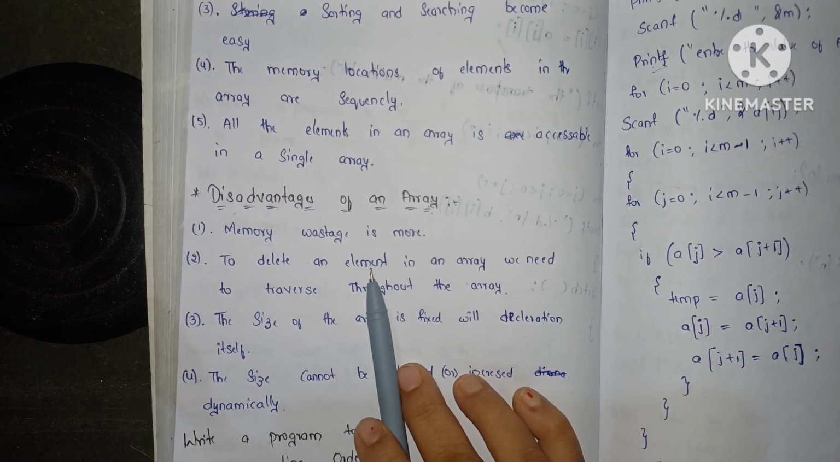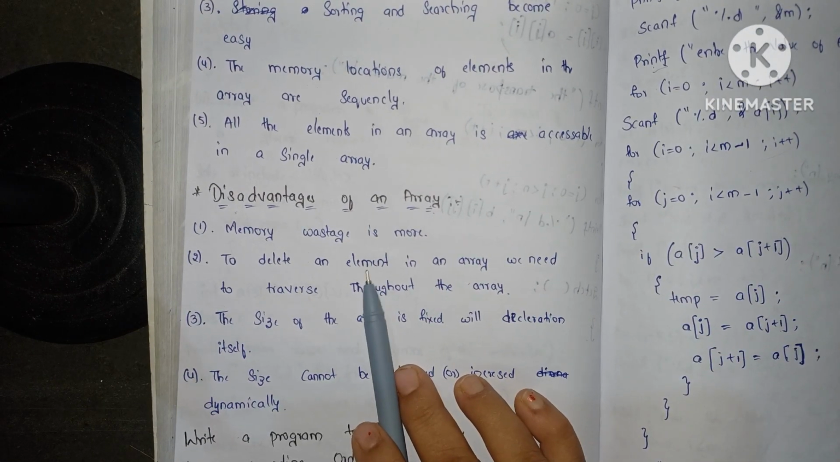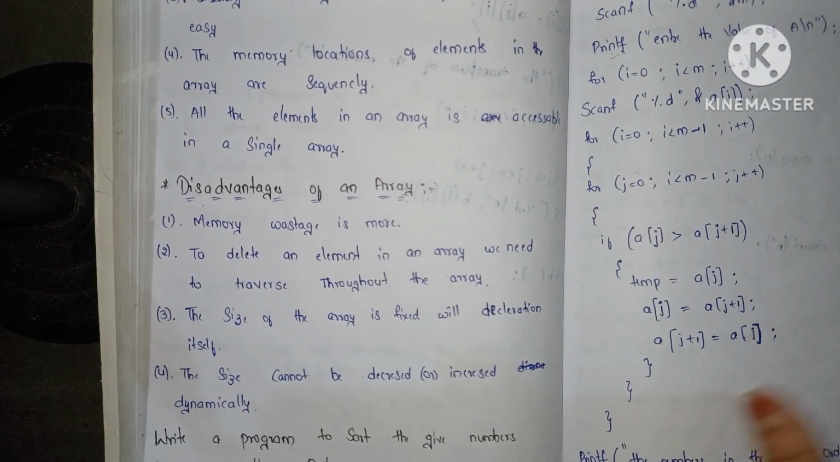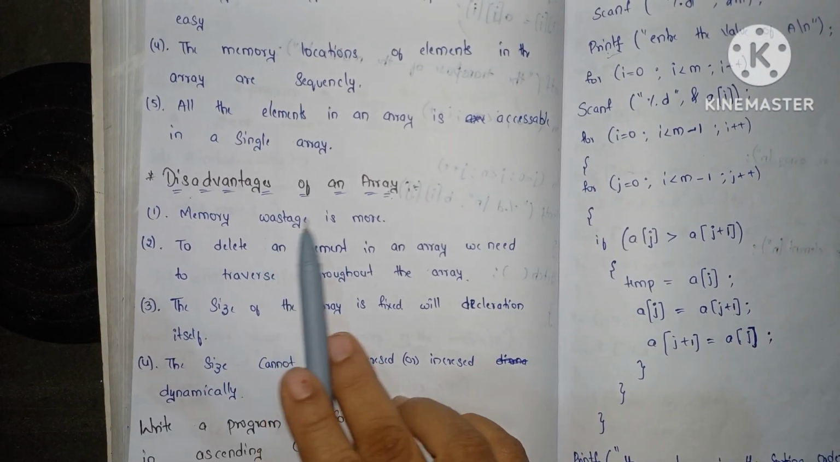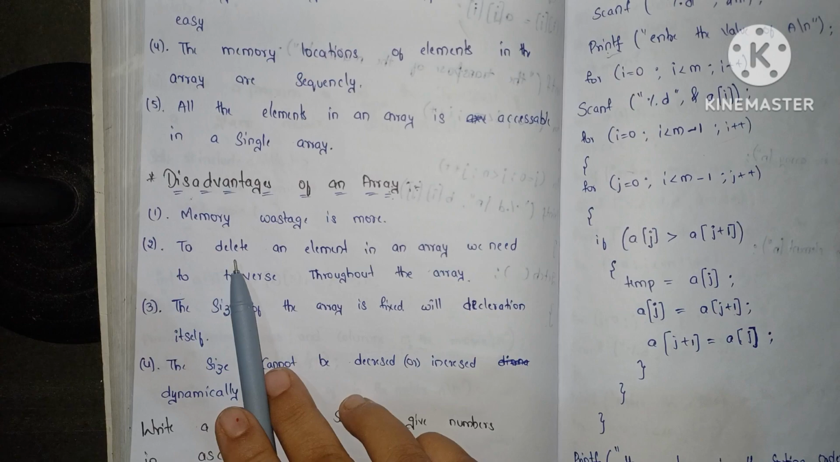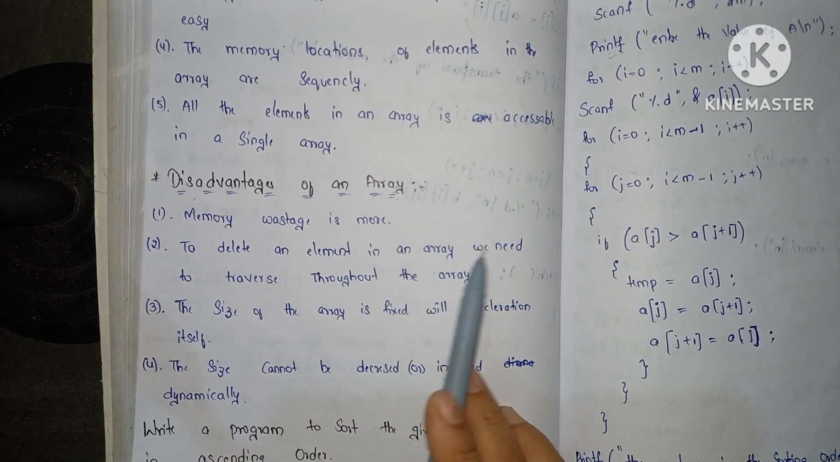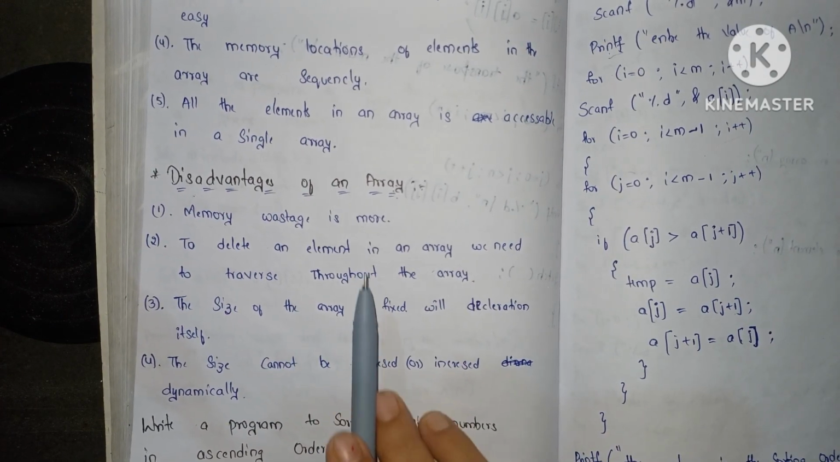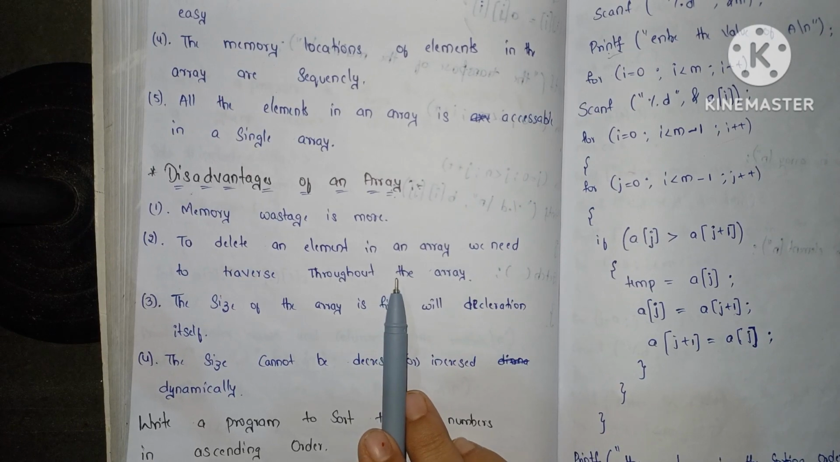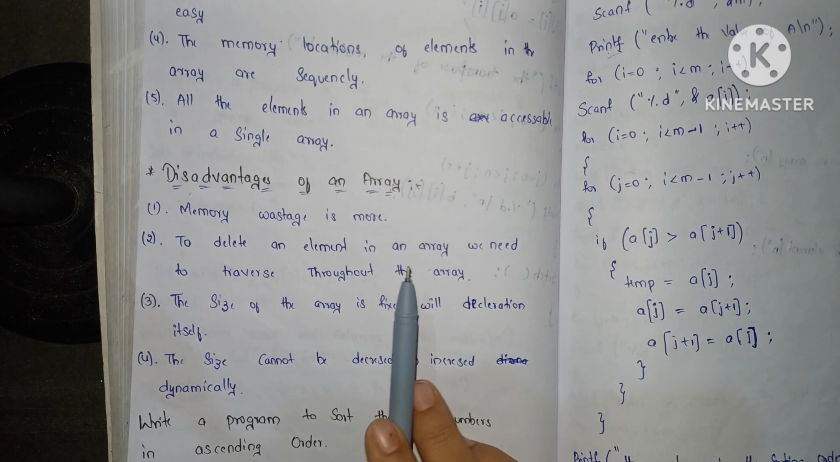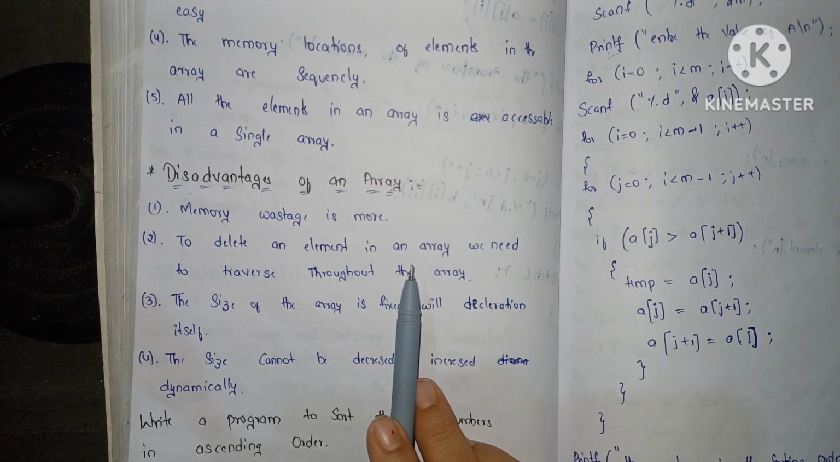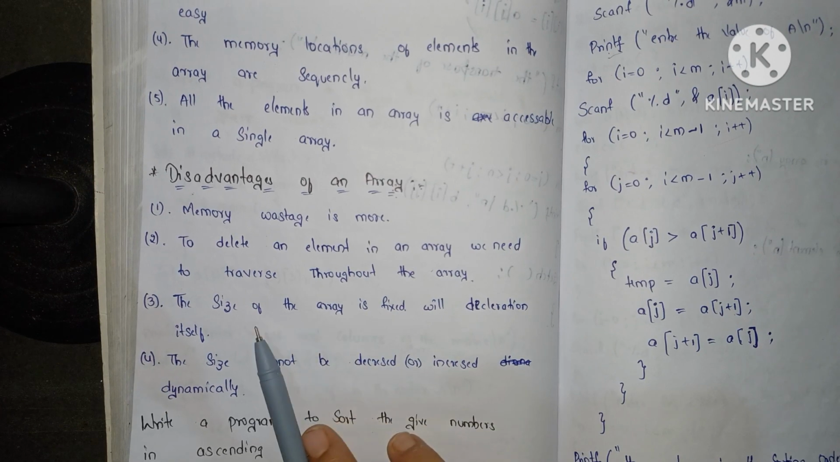What are the disadvantages of an array? Disadvantages are also there. Memory wastage is more. To delete an element in an array, we need to traverse throughout the array. It is not possible to directly delete any particular element in the array. We have to travel from the first place to the specified location.